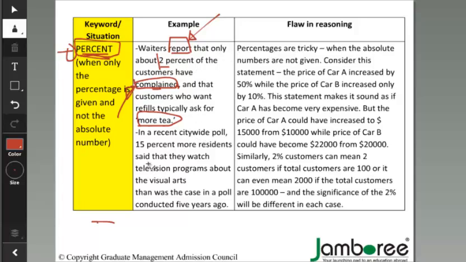Okay, so let's go to the next example. In a recent citywide poll, remember we talked about it, so you should be able to identify the word poll here. Okay, so citywide poll, 15% more residents said that they watch television programs about the visual arts than was the case in a poll conducted 5 years ago, right?